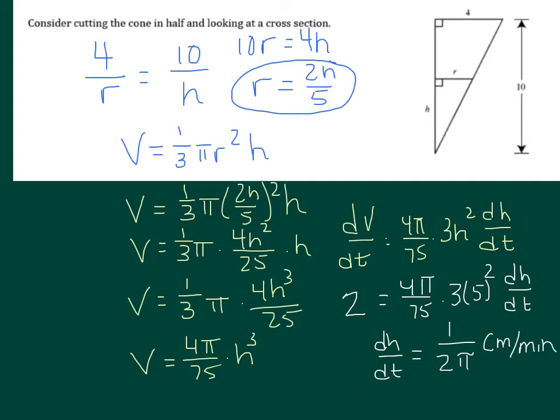So centimeters per minute. Now, actually, you know what? Now that I look at it, it is meters. So let's get rid of the centi and just call it meters per minute. All right, so there's your first look at a cone problem and getting it in terms of one variable.